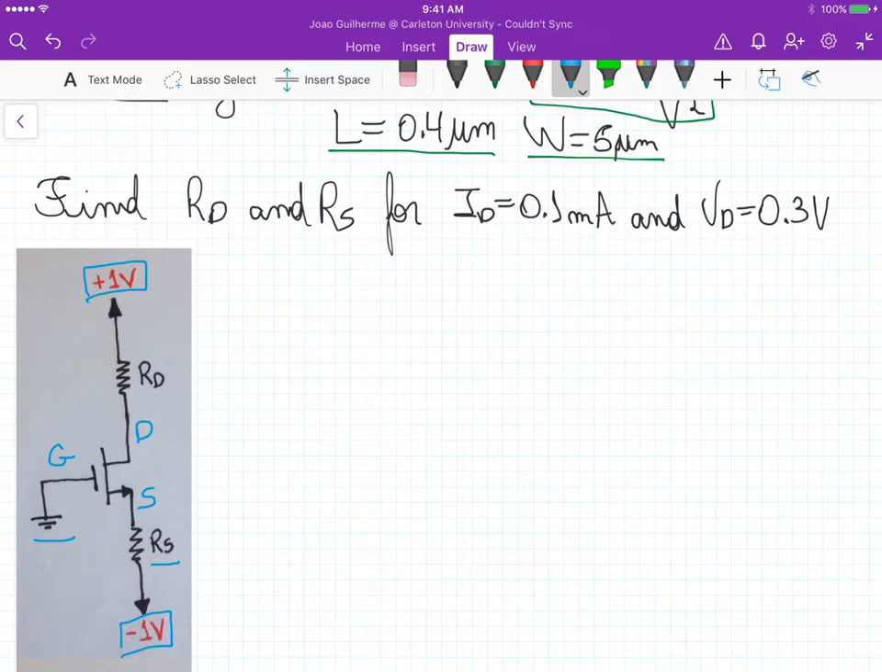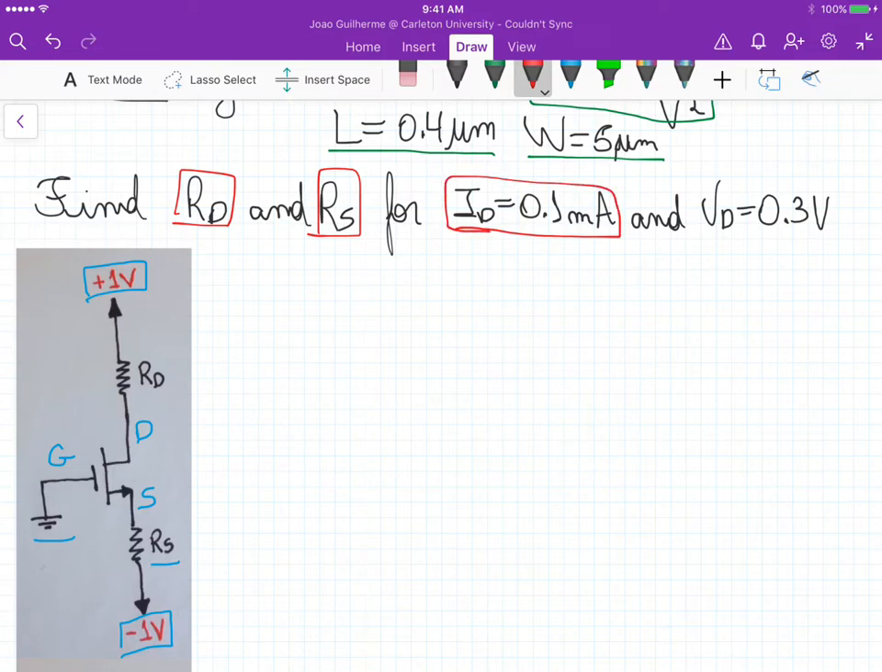In this particular problem we need to find RD and RS so that the current flowing through the drain and the source is 0.1 milliamps, and VD, the voltage at the drain terminal, is 0.3 volts. So this last condition basically tells us that this voltage here, VD, is equal to 0.3 volts.